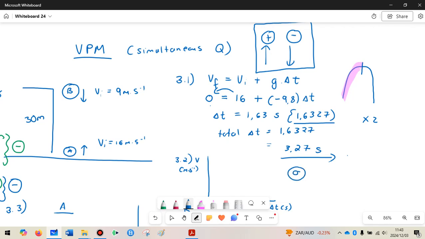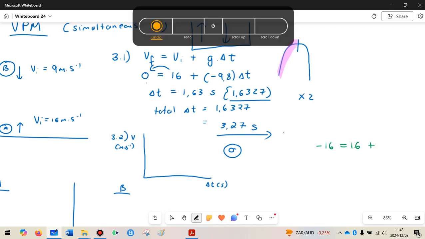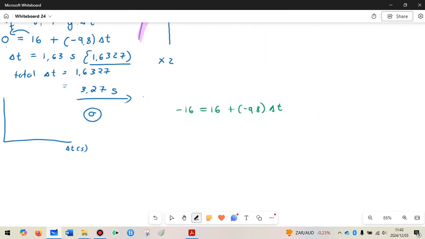Alternatively, if you want, you could have subbed in the initial velocity as 16, and your final velocity is negative 16. Okay, that way you don't have to times by 2 at the end of the day. You're basically saying, and again, let's draw and highlight the section that we're using here.